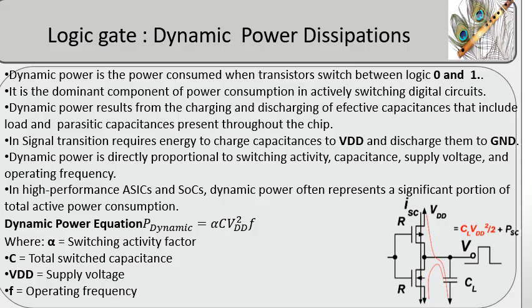dissipated as heat. The dynamic power consumed by the inverter is therefore proportional to the total load capacitance, the square of the supply voltage, and the switching frequency. Consequently, increasing the clock frequency, supply voltage, switching activity, or load capacitance directly increases dynamic power consumption, making it one of the most important factors affecting speed, battery life, thermal performance, and the overall efficiency of the chips.